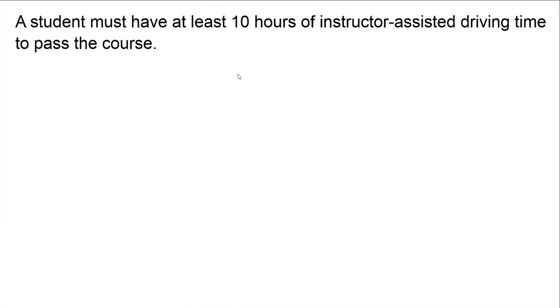A student must have at least 10 hours of instructor-assisted driving time to pass the course. So at least 10. So at the minimum, this person could have 10. So if we let H be the number of hours that they need, it could be 10 or more. So if they had 10 and a half hours, 11 hours, 12 hours, anything that's greater than or equal to 10 is going to be enough to pass the course. So the number of hours required to pass the course is greater than or equal to 10.